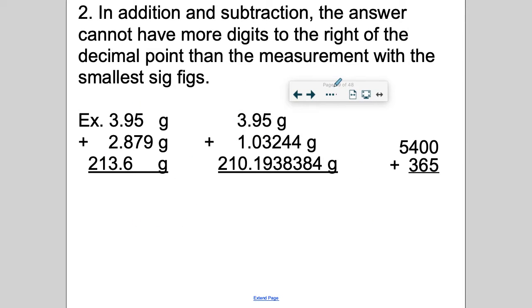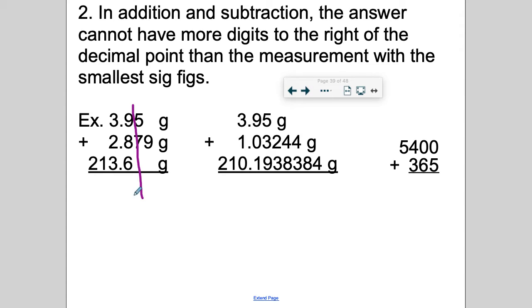Okay. Oh no. Let's look at addition and subtraction. These are worse. I think they're worse. Okay, so the top one's going to be the smallest. All right, so the answer cannot have more digits to the right of the decimal point than the measurement with the smallest sig figs. So what I like to do is line them all up, and then I just draw a line where they all had the last number place.